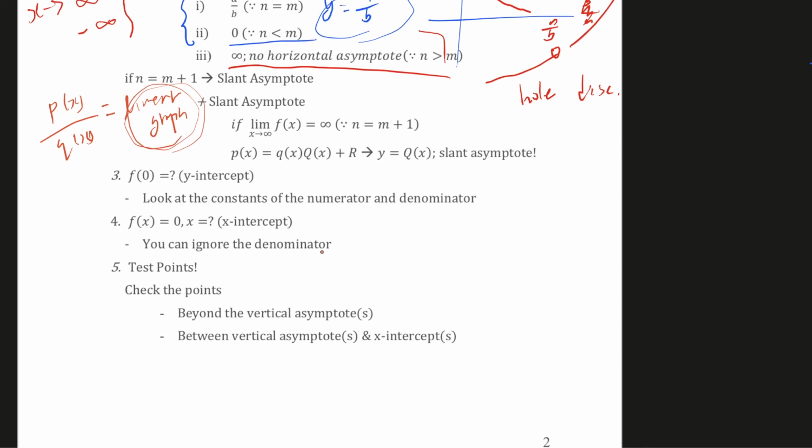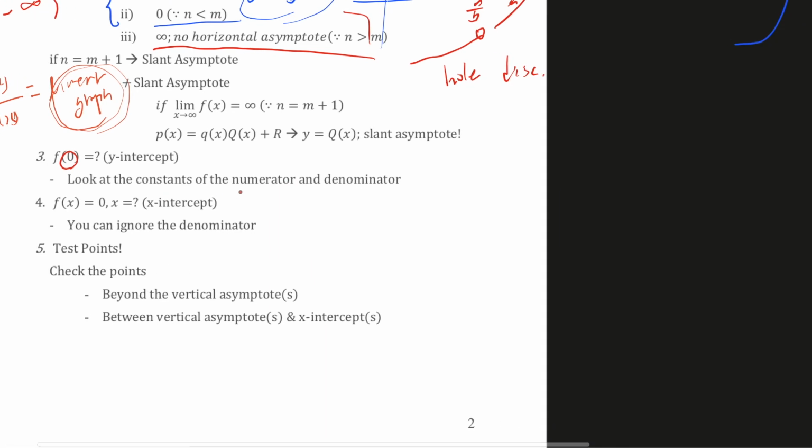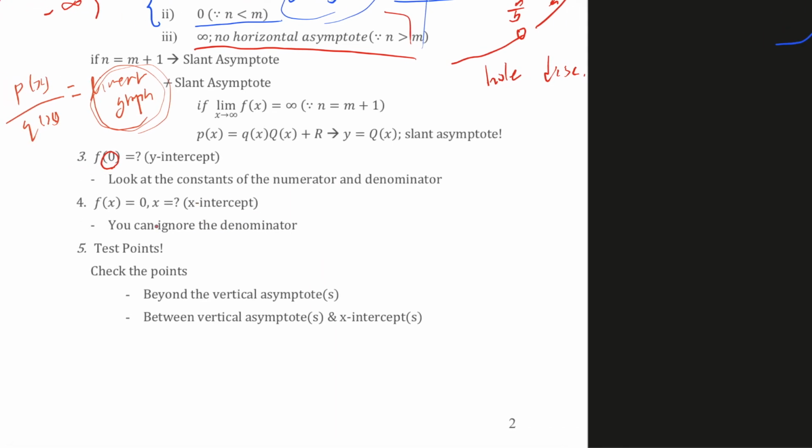In case of the y-intercept and x-intercept, it's always the same. When you want to find a y-intercept, you put 0 in the value of x and look for the value of y. Look at the constants and look at the numerators and the denominators. In case of the x-intercept, you have to make y into 0 and look for x. But in this case, since the rational function is a little special form, you can just disregard the denominator.